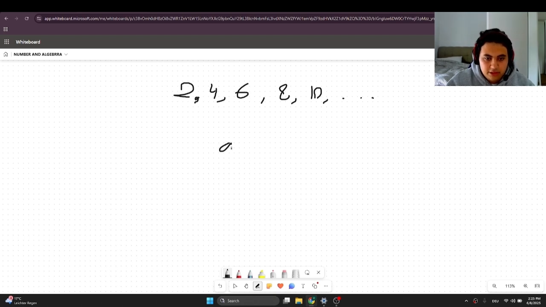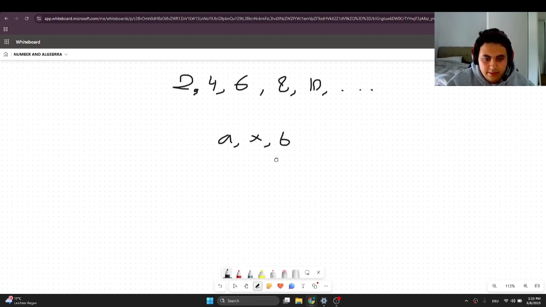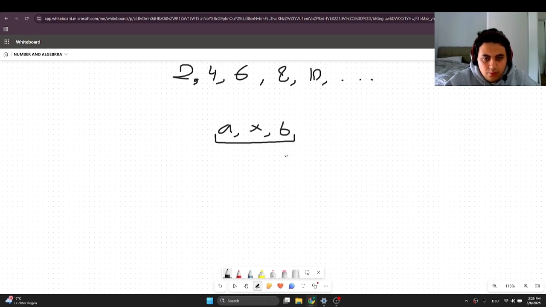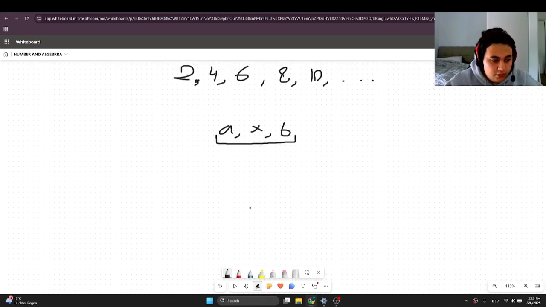So I'm going to model this by saying a, x, and b. These three terms are always following each other, so they're terms that are directly after each other. They follow consecutively. For terms that follow each other consecutively like this, we can deduce two things. First of all, if you subtract the term that comes before from the term that leads after it, you will get the common difference. So x minus a is going to give you the common difference.